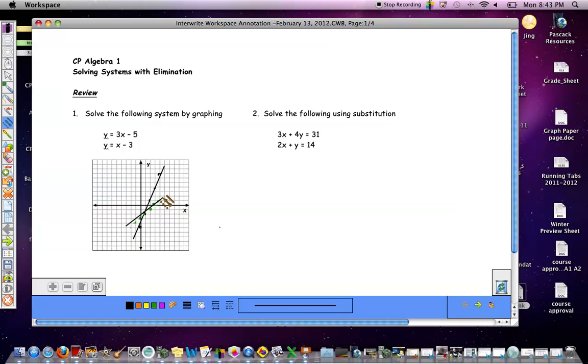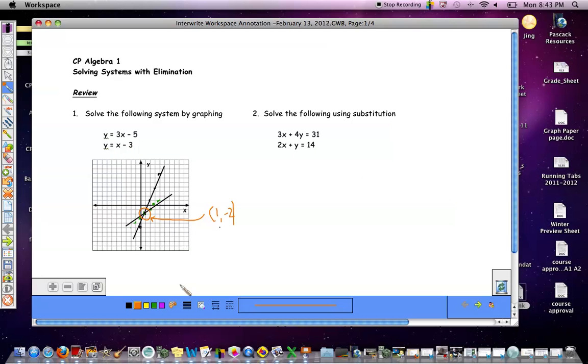Okay, and we look at our point of intersection, which is, okay, right about here. Okay, which is our solution. Okay, and that's the point 1, -2. Okay, if you plug 1, -2 back in, if x is 1, 3 times 1 is 3, 3 minus 5 is -2, so y is -2. If x is 1, 1 minus 3 is -2, okay, which is what y is supposed to be here.